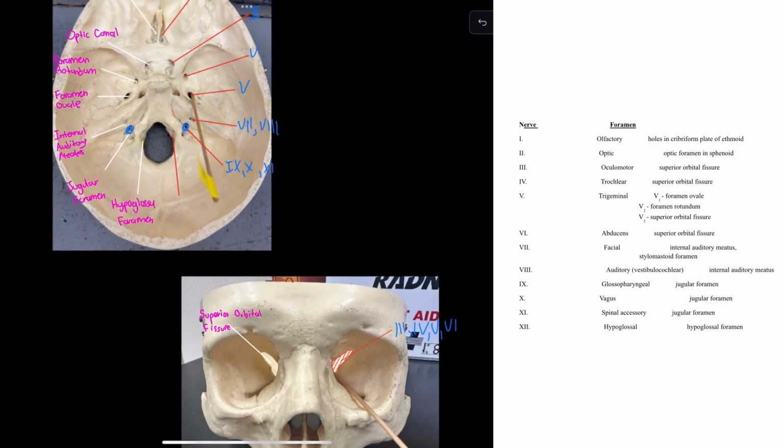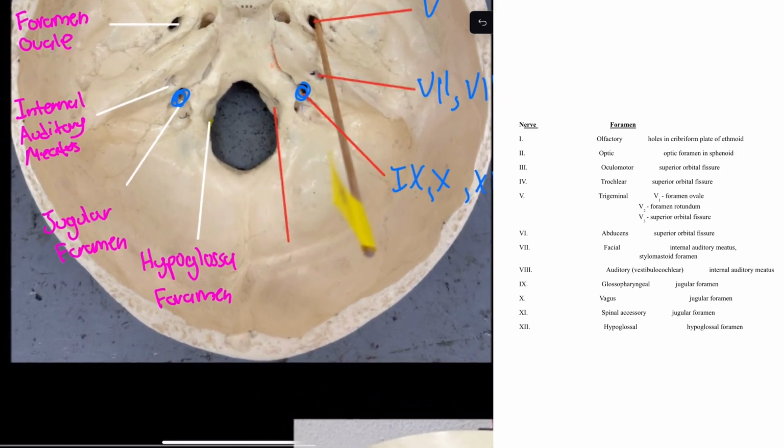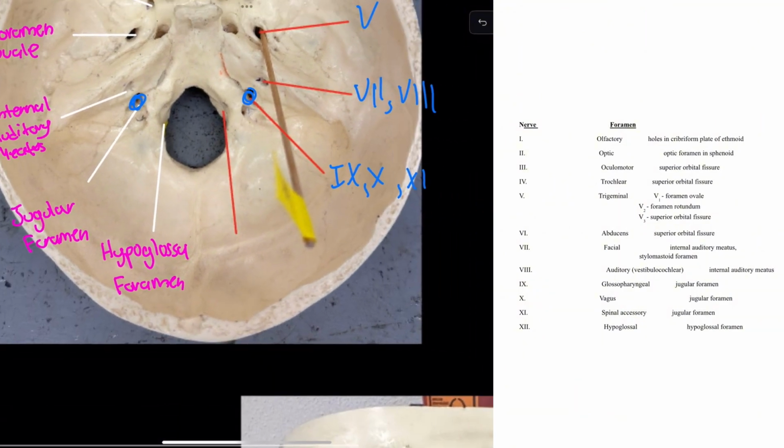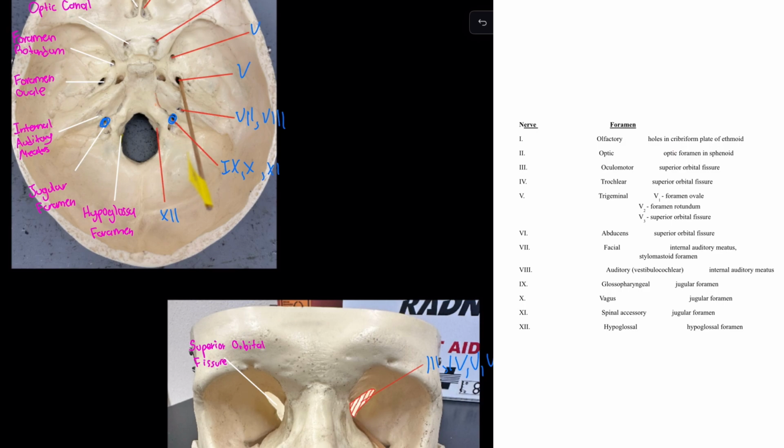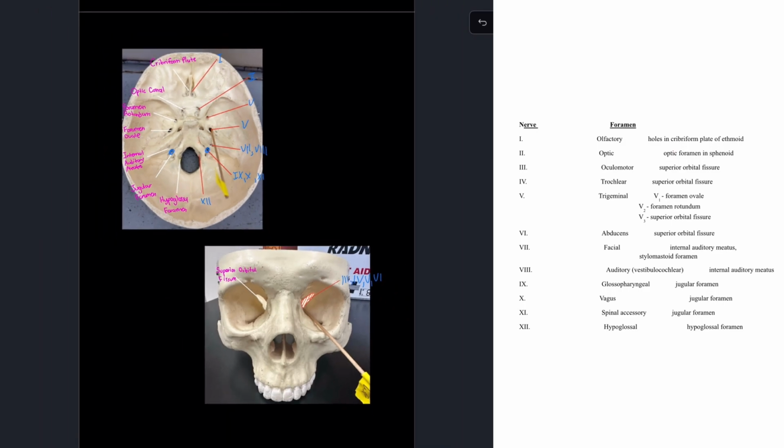And then finally, we have the hypoglossal nerve. The hypoglossal is the easiest because you can't see it from this angle, but it should be right here, somewhere here. If you see a hole there, that right there is the hypoglossal foramen, and that's where the hypoglossal nerve is from as well. And that should be it with the foramen of the nerves.